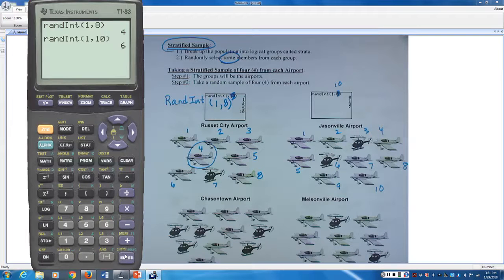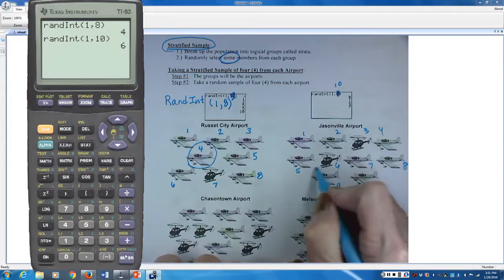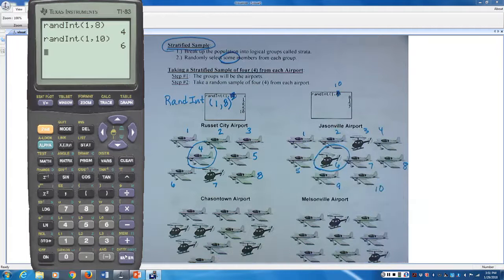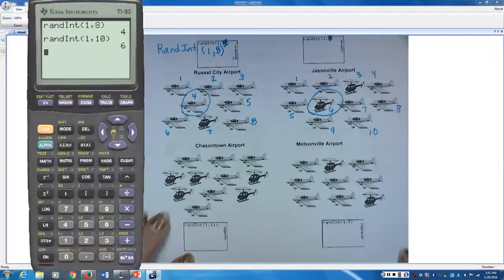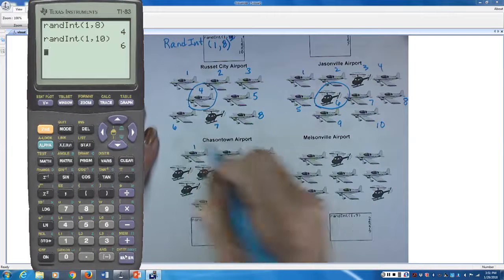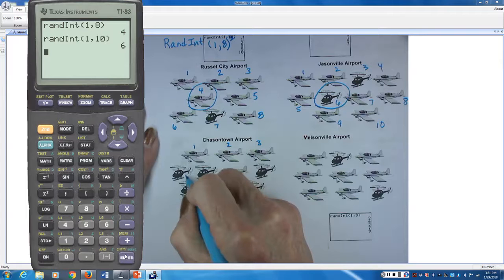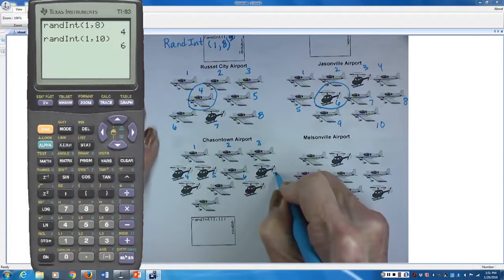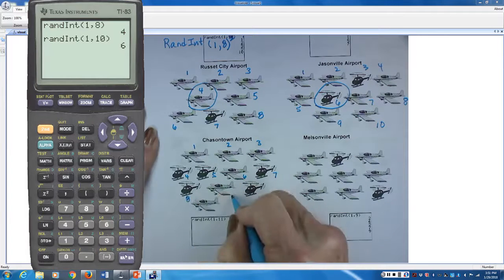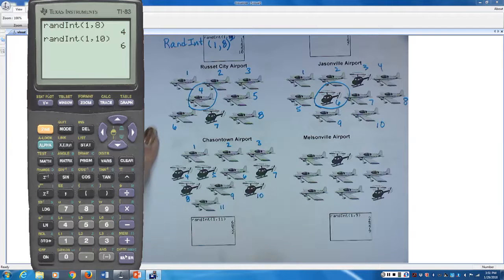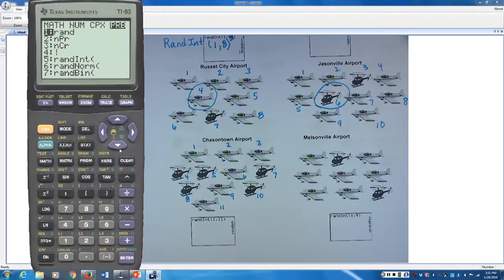So I'm going to choose aircraft number 6. And then I'm going to move on to the next airport. 1, 2, 3, 4, 5, 6, 7, 8, 9, 10, 11. And I'll choose number 5 from this group.